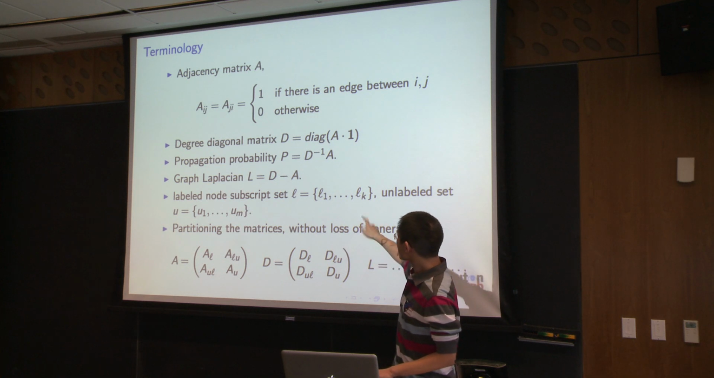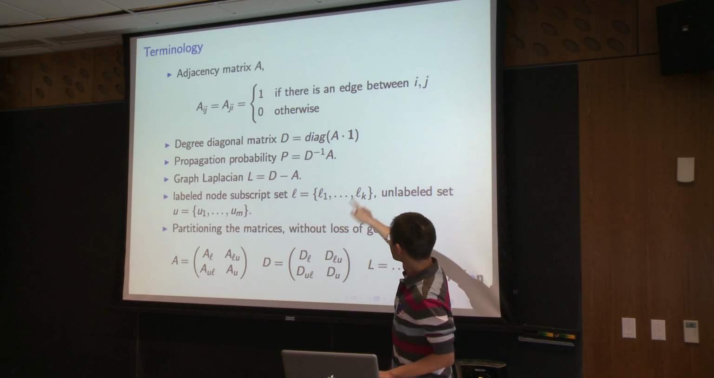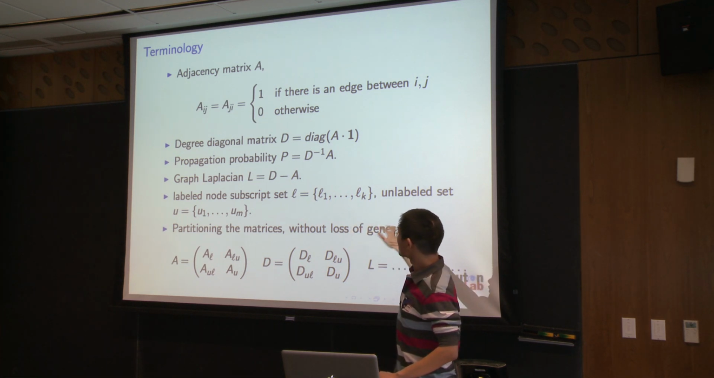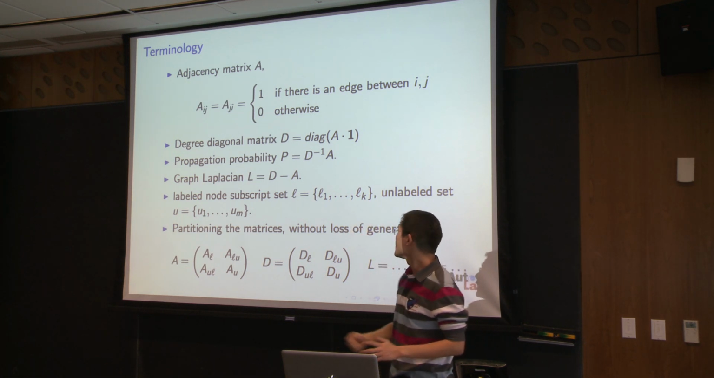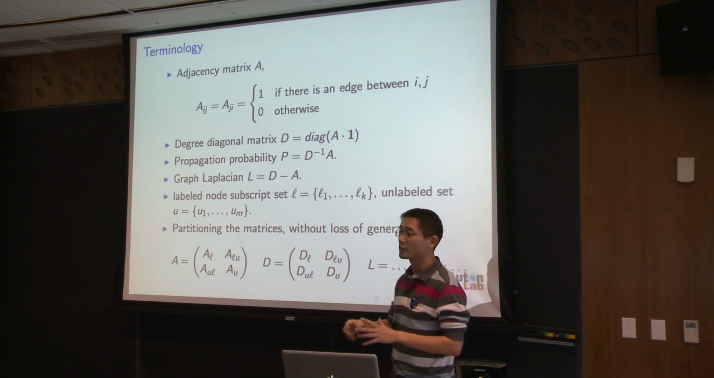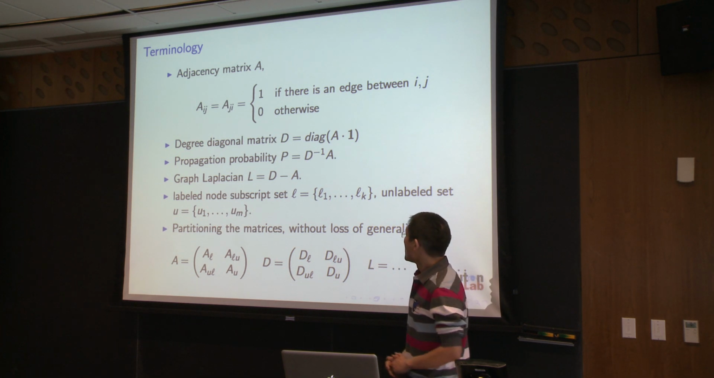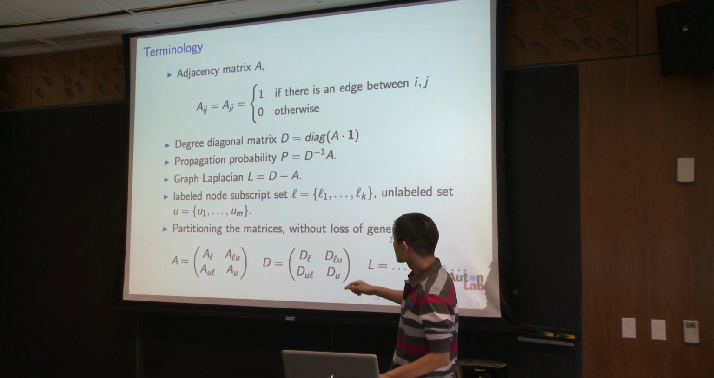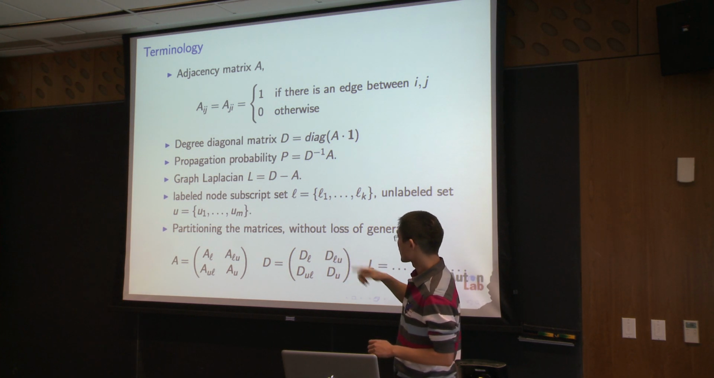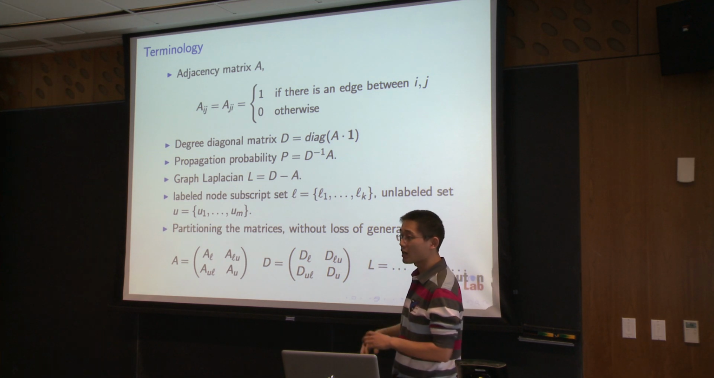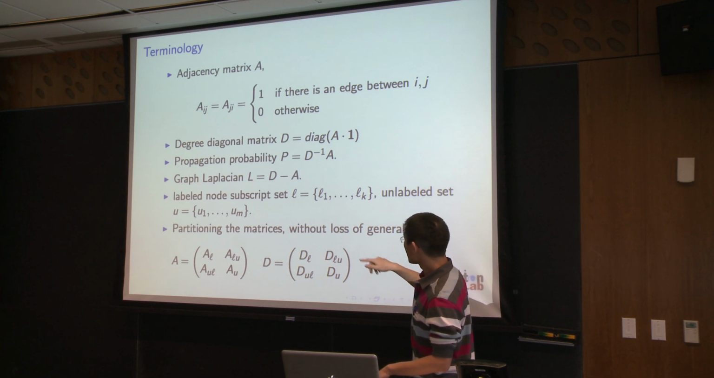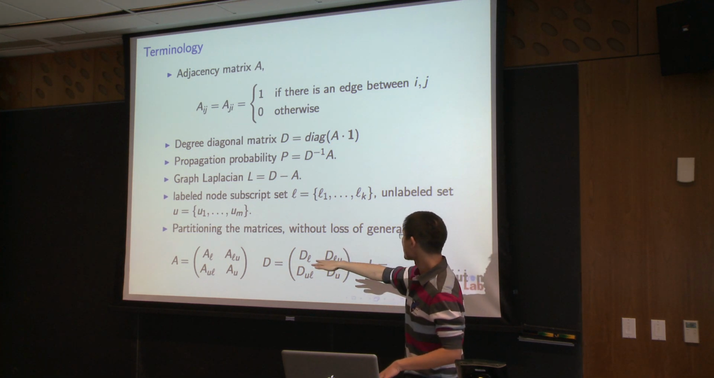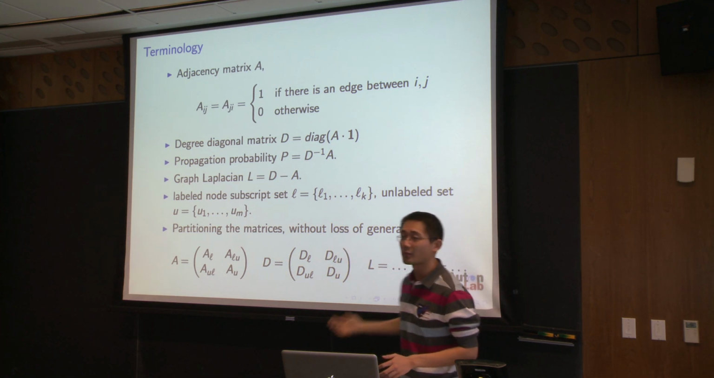We have the set, this curly L, denoting all the nodes that we query for labels, and this U denoting all the nodes we want to predict. And finally, we want to partition the matrix A so that A subscript curly L, A subscript U are submatrices, and A LU, AUL are vectors. We partition A, D, L, P in the similar way.